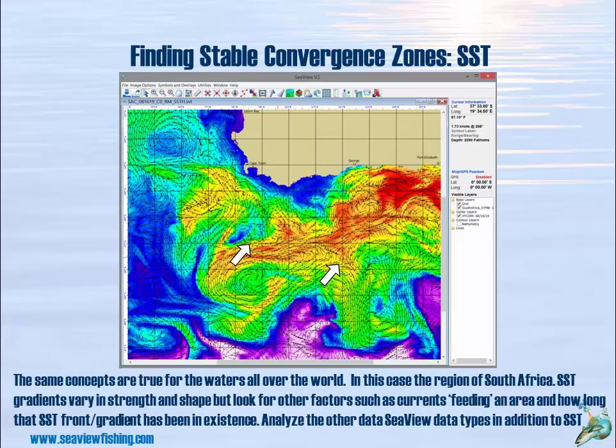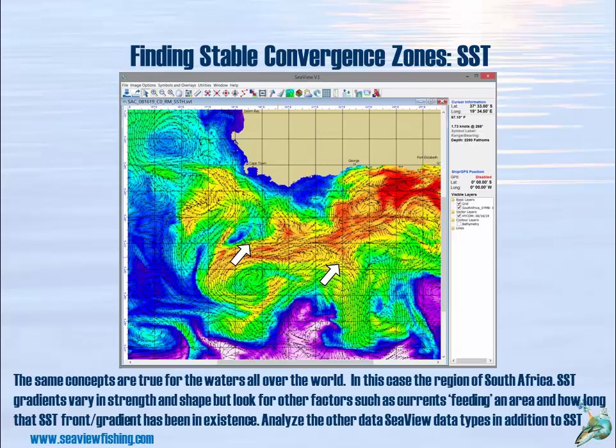Sea surface temperature edges are not the entirety of our fishing strategy, however. We want to look at other factors, such as where the currents are moving in the water. Are the currents creating a convergence zone? How long has a sea surface temperature edge been in the same general location? Has the convergence zone, as shown by the sea surface temperature edge, been around long enough to attract and concentrate the bait fish? Are the currents pushing the greener, more nutrient-rich and bait-rich waters into the blue, clear, warm water? Some of the other SeaView products will help us answer some of these questions.